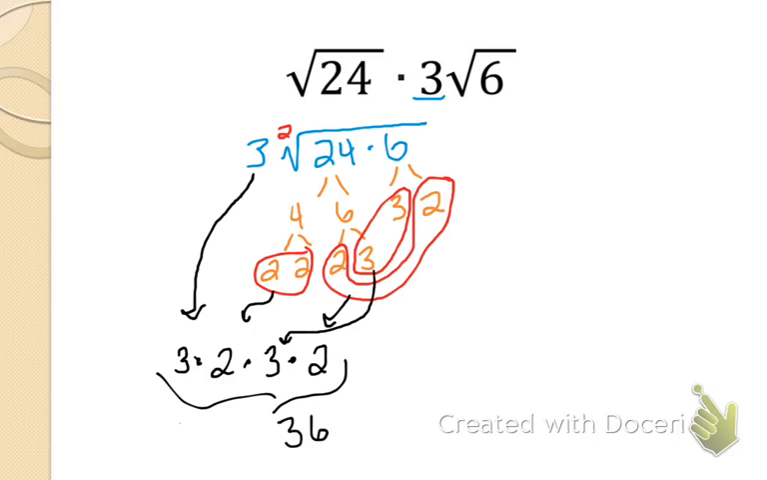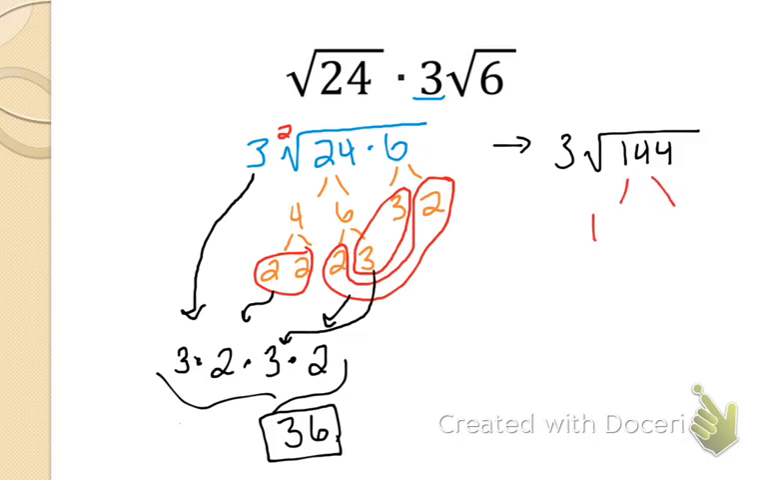So our simplified answer is just 36. Again, you could have multiplied 24 times 6 and gotten 144. And if you remembered that 144 is a perfect square, 12 and 12, well, here's a pair, 12 and 12. It's a perfect square, so our answer would have been 12 written outside of the radical. We wouldn't have needed this radical.